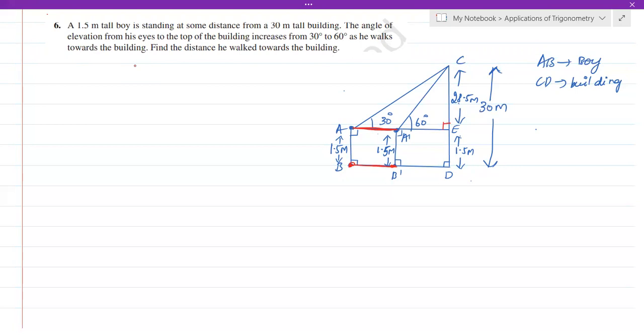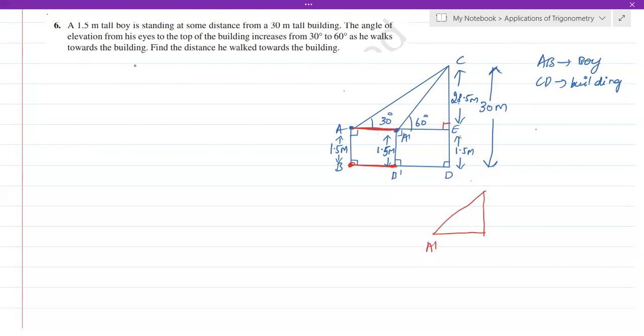Obviously it will be 90 degrees. Corresponding angles. Now, you're going to search for right angle triangles. What we have got here is two right angle triangles. If you observe carefully, there are two right angle triangles. One is A'CE. Very clearly you will get to know A'CE, isn't it? That's a right angle triangle.